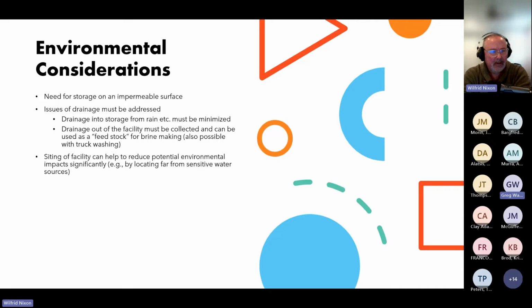Third major finding here was that where you put your facility can help to reduce potential impacts substantially. There are a number of agencies that are required to place them a minimum distance away from any water sources, any rivers, lakes, or streams. 200 or 300 feet is a number that was mentioned in several different resources. So on the environmental side, there are concerns, they can be addressed, and there is pretty good guidance as to how to address them.